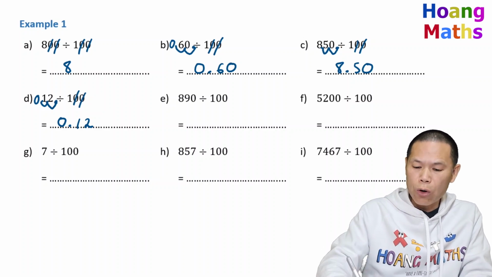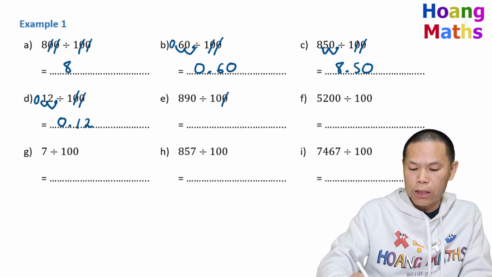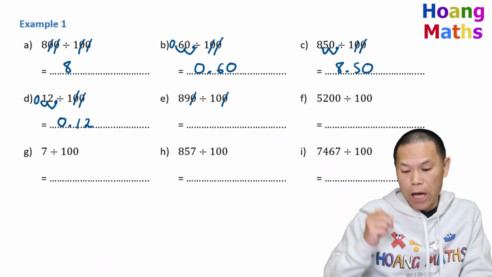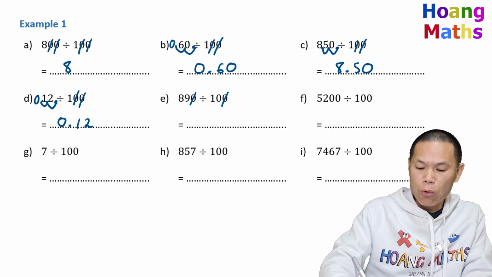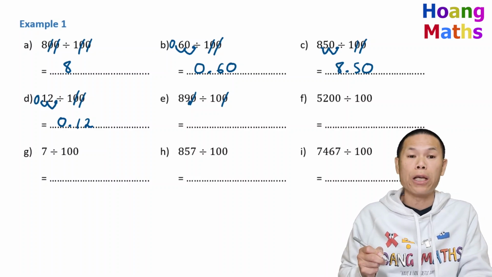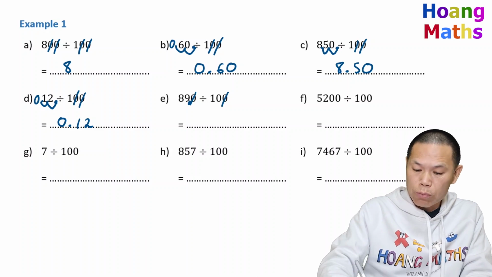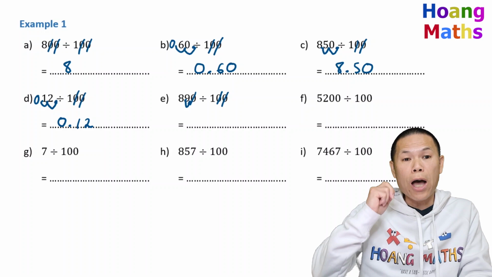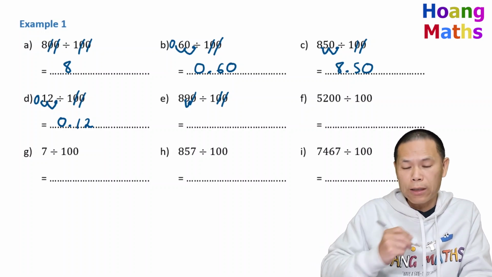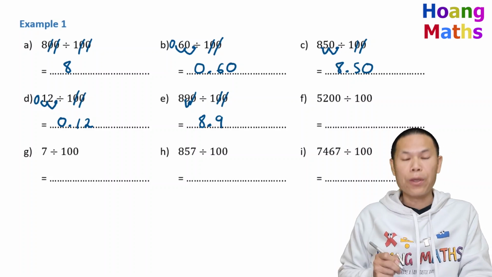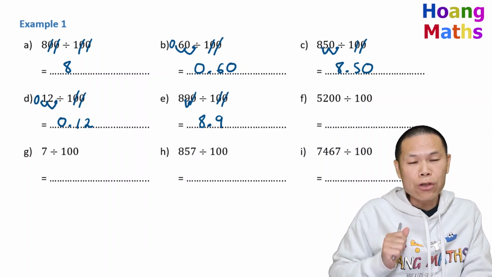Part E, 890, we divide by 100. Of course, we can also do it this way. We cancel this 0 with this 0 first. And then we know that it is 89 divided by 10. There is no decimal point for 89, that means the decimal point is right at the end of 9. So therefore, we just move 1 decimal point to the left. We cancel this 0. So 8.9 divided by 1. The answer is 8.9. There you go.